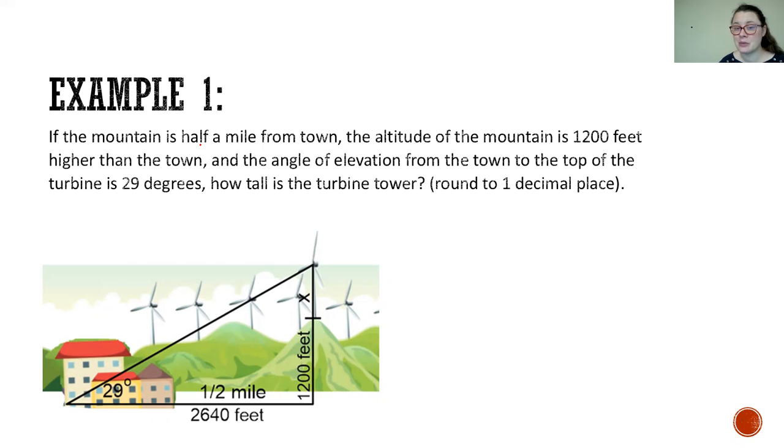So if a mountain is half a mile from town and the altitude of the mountain is 1,200 feet higher than the town, and the angle of elevation from the town to the top of the turbine is 29 degrees, how tall is the turbine tower? The triangle has already been drawn in this particular question.